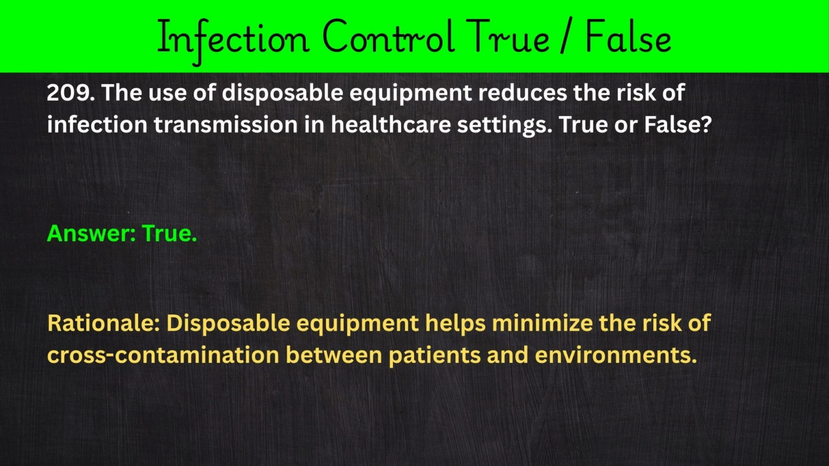209. The use of disposable equipment reduces the risk of infection transmission in healthcare settings. True or false? Answer: true. Rationale: disposable equipment helps minimize the risk of cross-contamination between patients and environments.